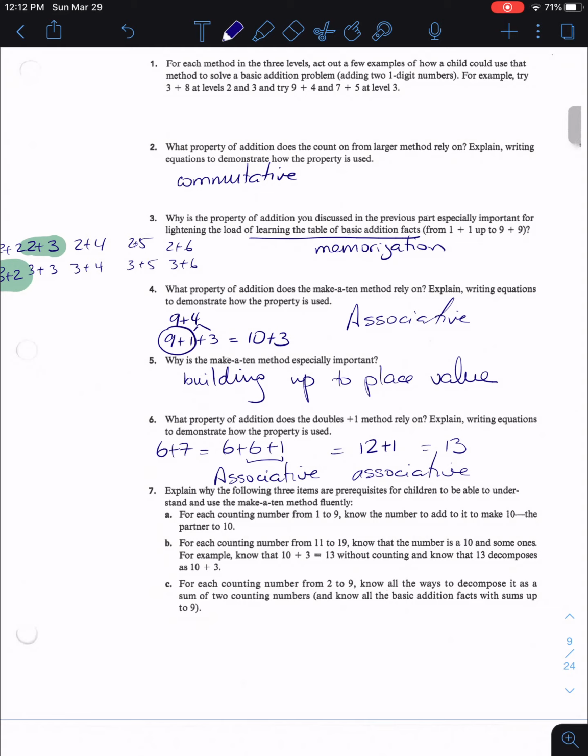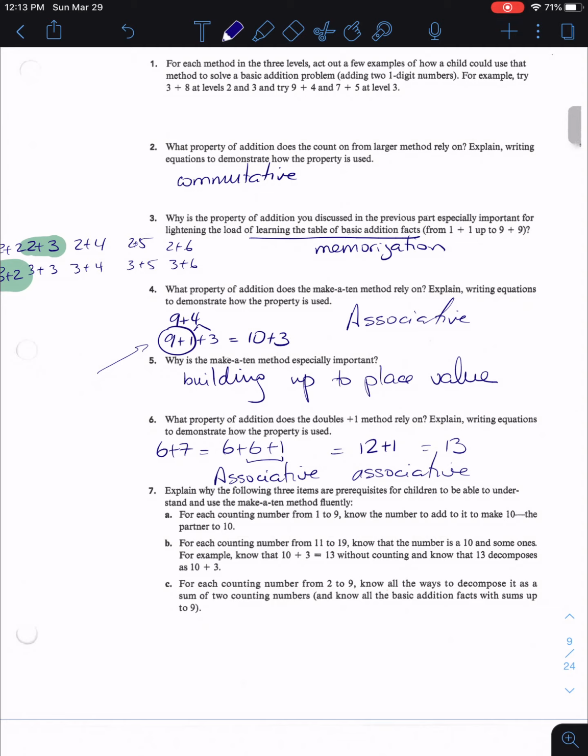So why does a child need to know the number to add to make a 10, or the partners of 10? Well, if you look at the make a 10 method, then this becomes really essential. Why does a child need to know that 10 plus 3 is 13 without counting, and know that 13 decomposes into 10 plus 3? Well, that's an important property. Again, now, but also later, when we're talking about place value, composing and decomposing numbers is essential so that we can use methods like make a 10.